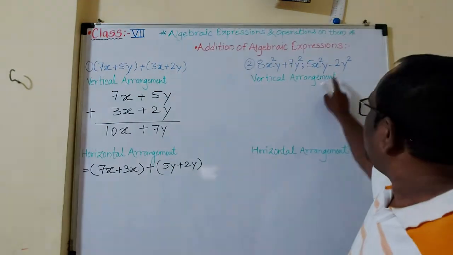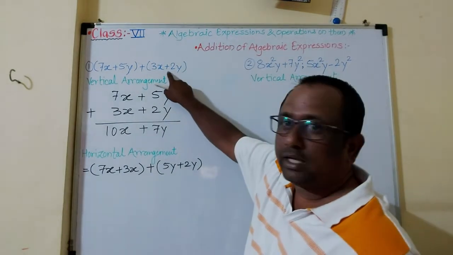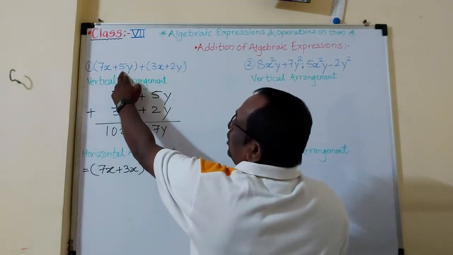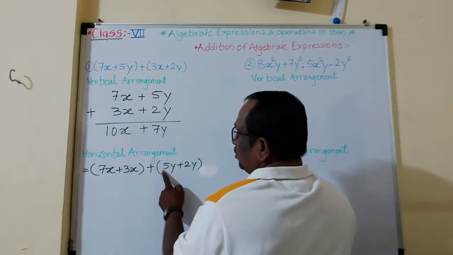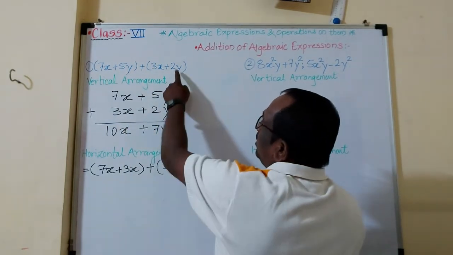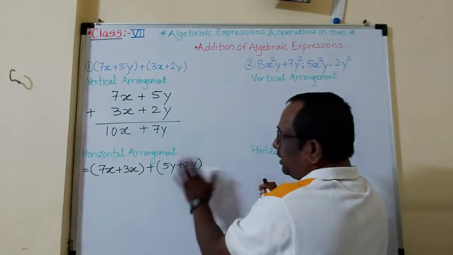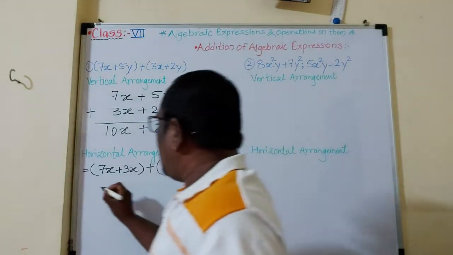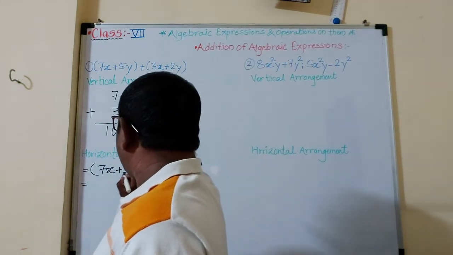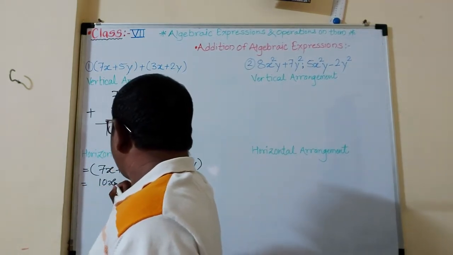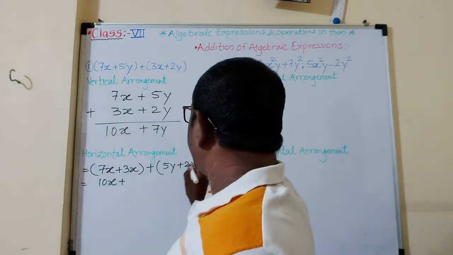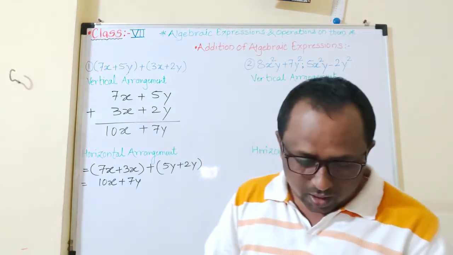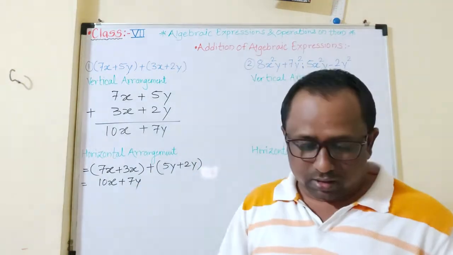Now we will solve more examples. Here the minus sign is there, here the plus sign is there, so be alert. Here in front of 5y the plus sign is there, so always plus, and then plus 2y. Whatever signs are given, you have to write them. Now I add 7x plus 3x, that is 10x, plus 5y plus 2y, 7y. So we got the answer 10x plus 7y.